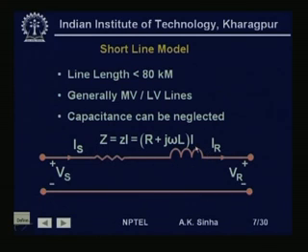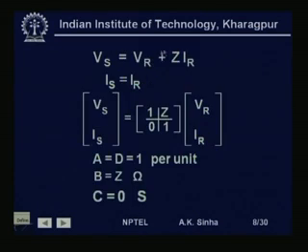This will be equal to Z into Ir. So, we have Vs is equal to Vr plus Z into Ir, and as we have already seen, Is will be equal to Ir. Therefore, writing it in terms of matrix equation for ABCD parameters, we have [Vs Is] equal to [1 Z; 0 1] into [Vr Ir], that is Vs equals Vr plus Z into Ir, and Is equals 0 times Vr plus 1 times Ir. That is, ABCD parameters from here are A equal to D equal to 1 per unit, and B equal to Z ohms, and C equal to 0 Siemens.